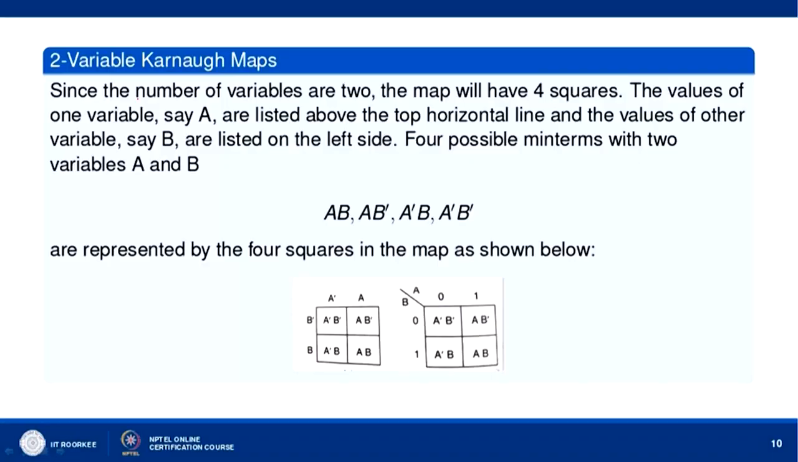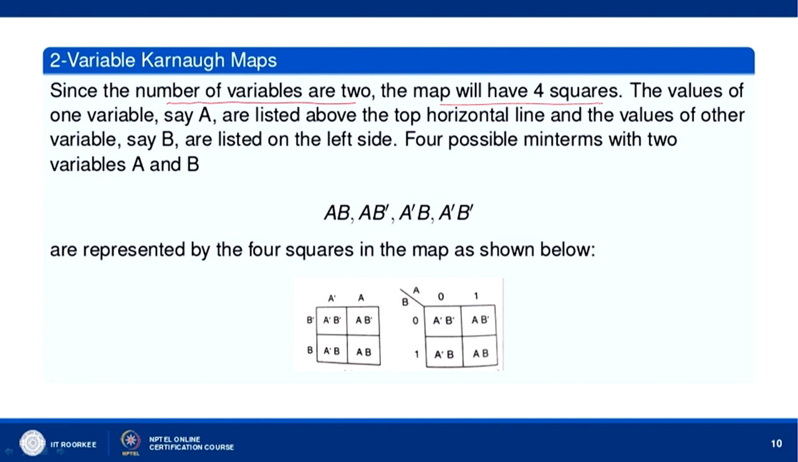Now, let us consider the two variable case for Karnaugh maps. If you consider a Boolean expression with two variables, since the number of variables is 2, the Karnaugh map will have 2 to the power 2, that is 4 squares.